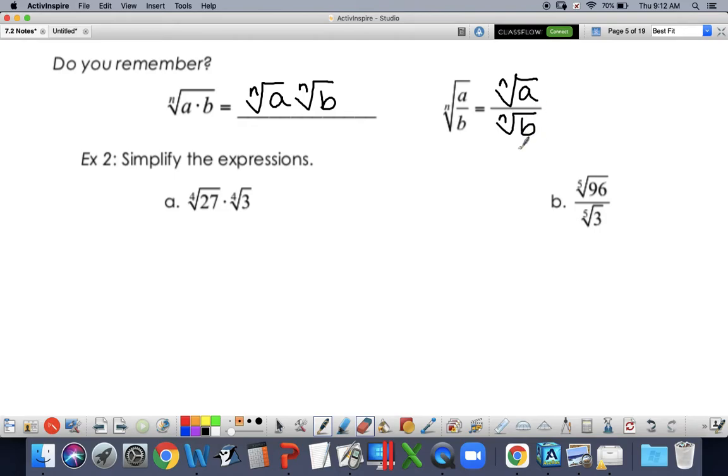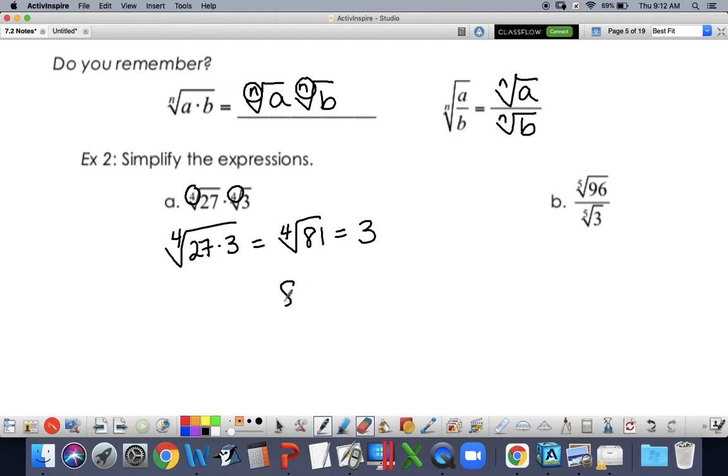So let's look at some examples here. Notice how it's really important that we end up with the exact same index number. So when I look at this first example, I see I have the exact same index number, so therefore I am allowed to combine those together. I get 27 times 3, so I wind up with the fourth root of 81, which is equal to 3.